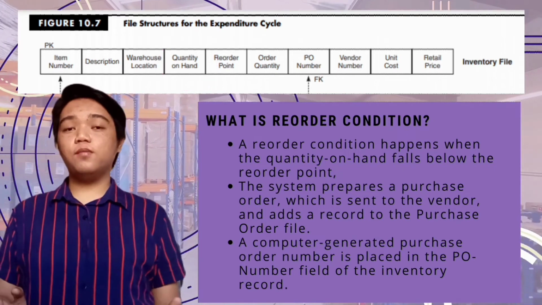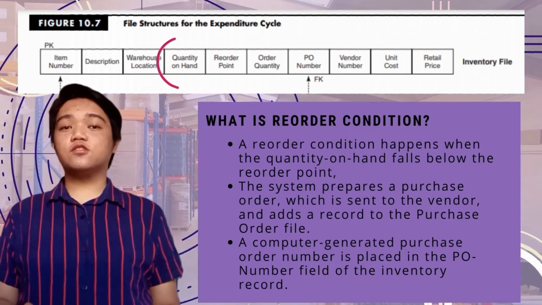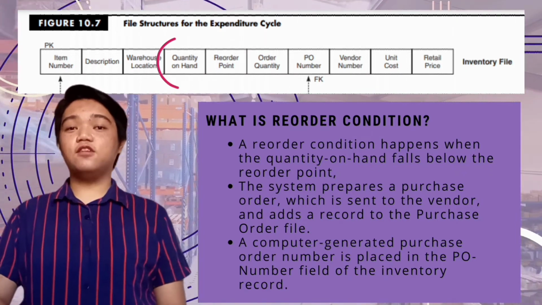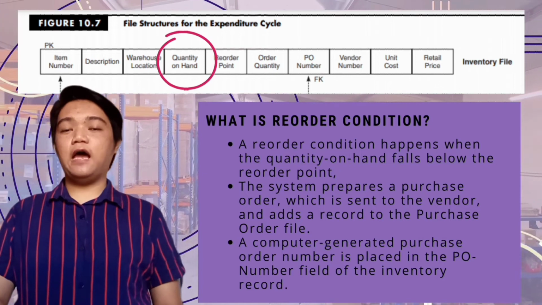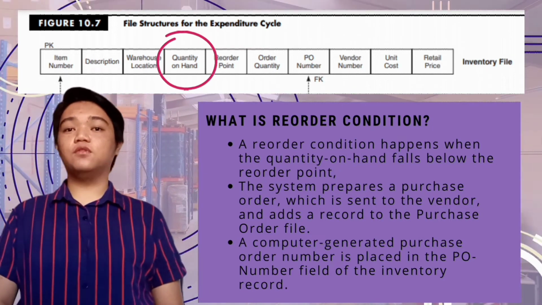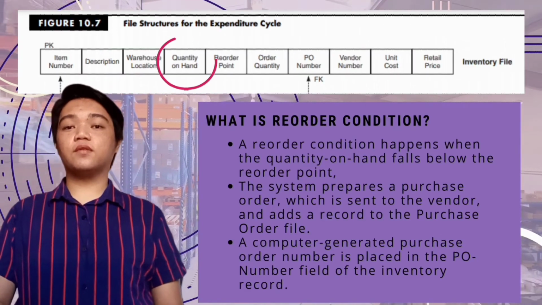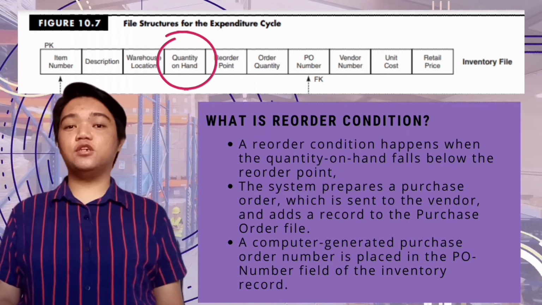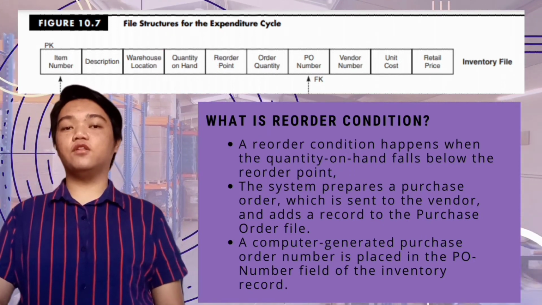And when it falls below the point, the system prepares a purchase order which is sent to the vendor and adds a record to the purchase order file. To signify that the item is on order and to prevent it from being reordered each time the computer application detects the same reorder condition, a computer-generated purchase order number is placed in the PO number field of the inventory record.